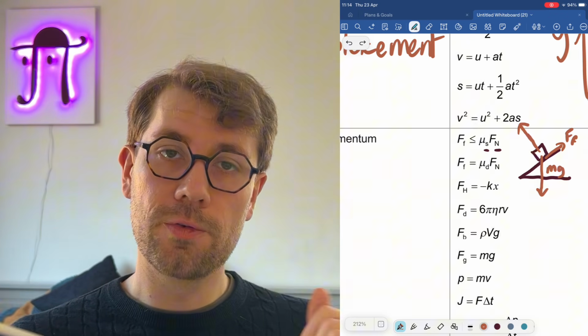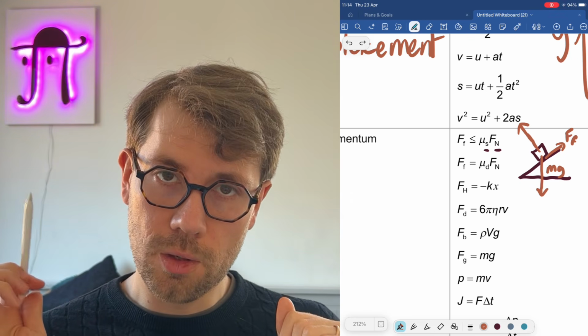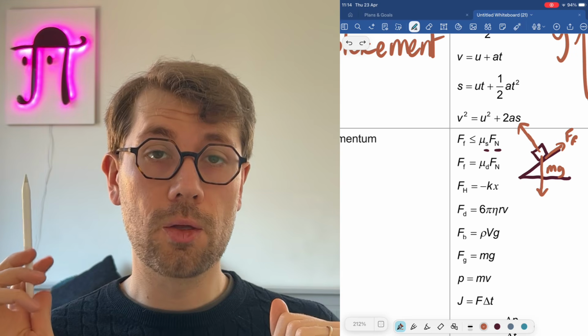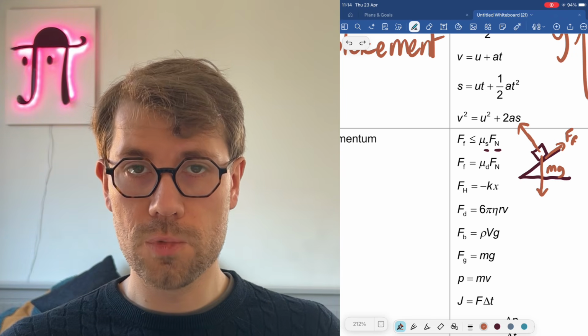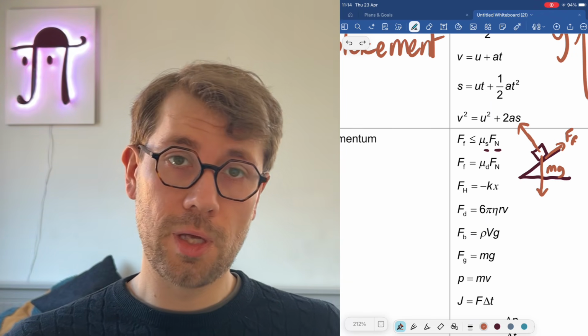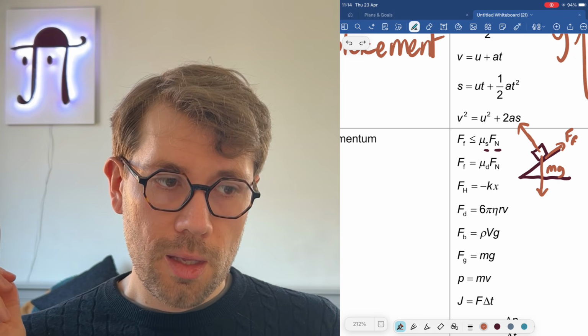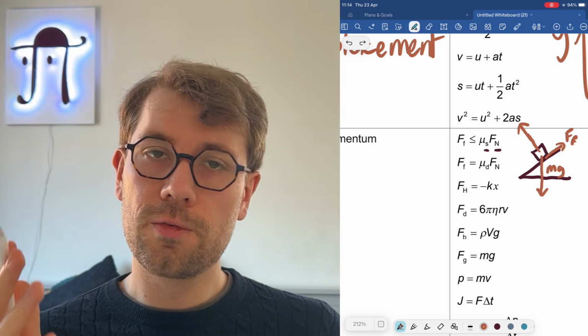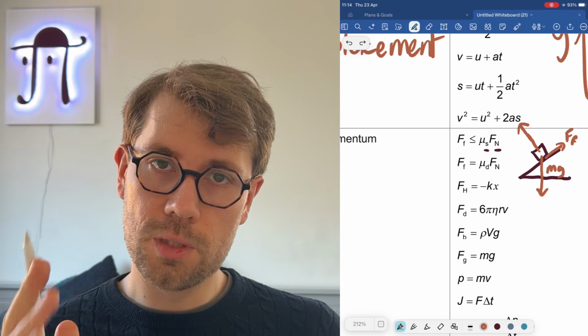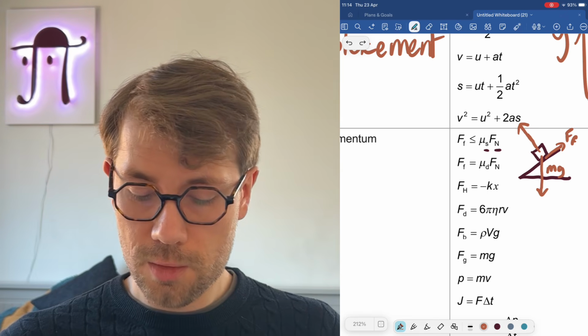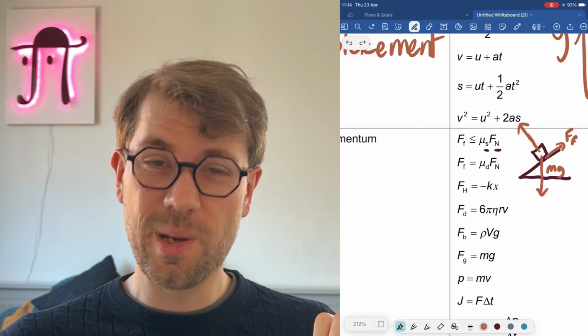At the moment, my resultant force is 0, and I know that because it's not moving, which means it's at a constant velocity, a velocity of 0, and Newton's laws tell us that if it's at a constant velocity, the resultant force must be 0. And in this case, the resultant force must be 0 because we're talking about static friction.